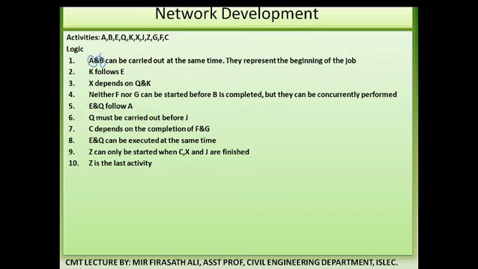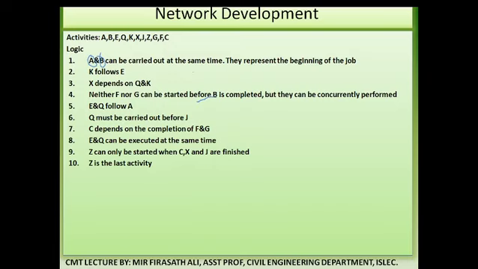The next interrelationship is: activity K follows E, and activity X is dependent upon activity Q and activity K. Neither F nor G can be started before B is completed. See, it is clearly given in point 4. For starting activity F and G, B has to be completed first, then only we can go for activity F and activity G.